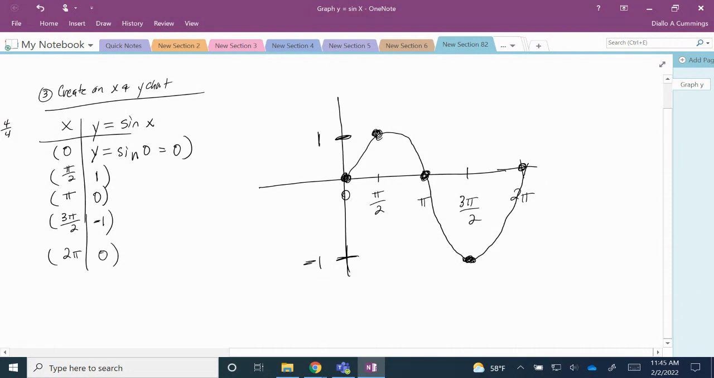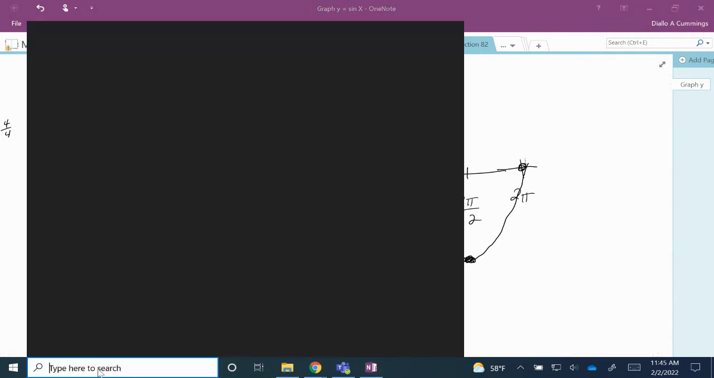now what it says is additional cycles are needed. This function is periodic and it'll keep its same pattern. It'll keep its same pattern.